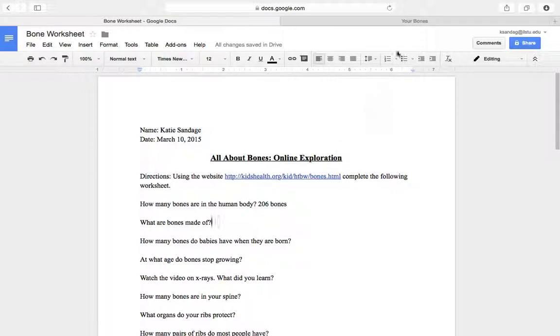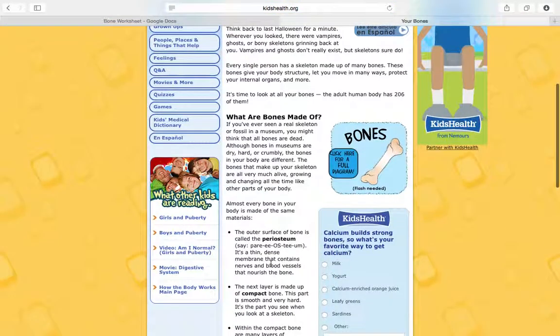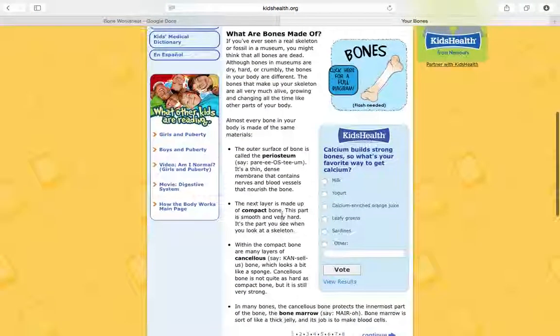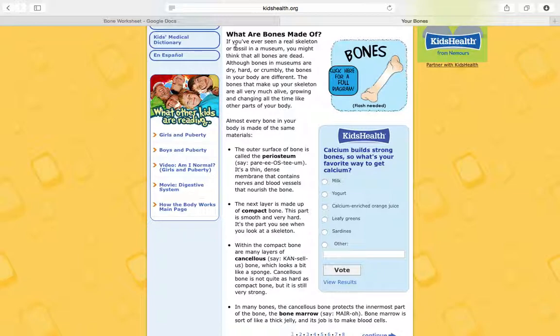What are bones made of? And here I see the same question in my title. It's really important that you look at titles and subtitles because it gives you an idea of what is to come in your reading. If you've ever seen a real skeleton or fossil in a museum, you might think that all bones are dead. I can make a personal connection to this because I have been to a museum, so while I was reading this, I was visualizing the museums that I have visited in my mind.